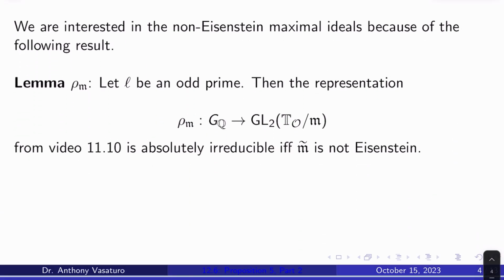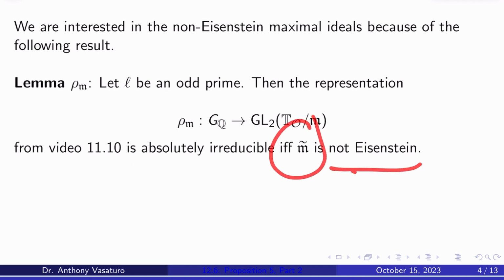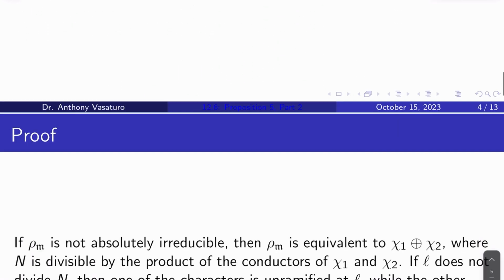Okay. So why do we like these? Well, what we really like is these non-Eisenstein maximal ideals because of the following result that I'll call Lemma ρ_m, which says if ℓ is an odd prime, then the representation ρ_m from G_Q to GL_2 of T_O/m from video 11.10 is absolutely irreducible, which we like because then we can play around with lifting and universal deformation rings, if and only if m̃ is not Eisenstein.